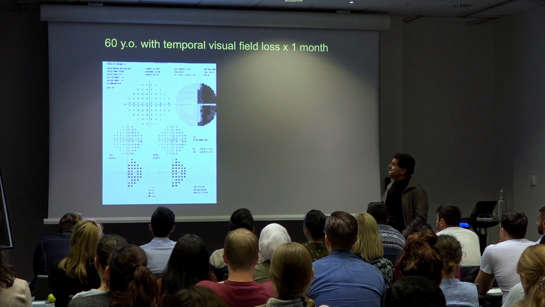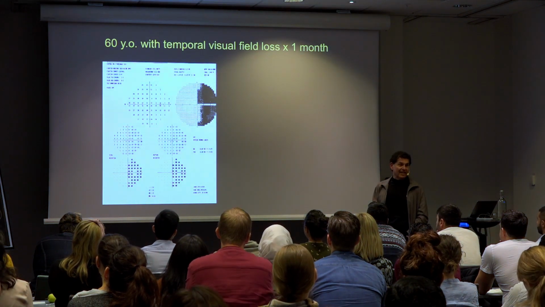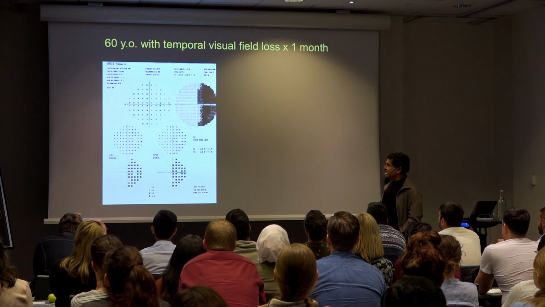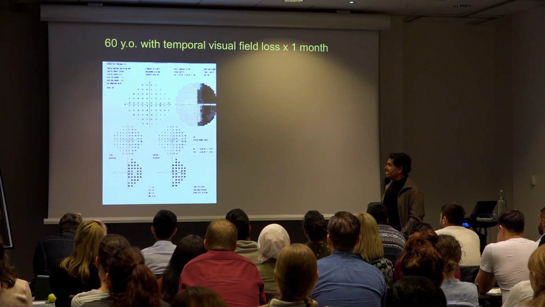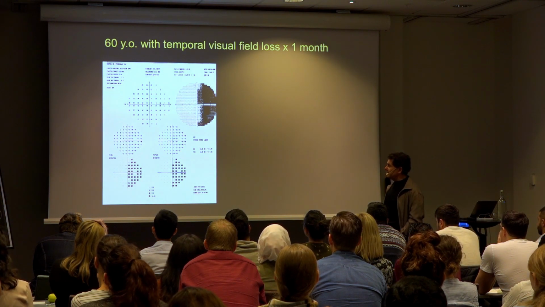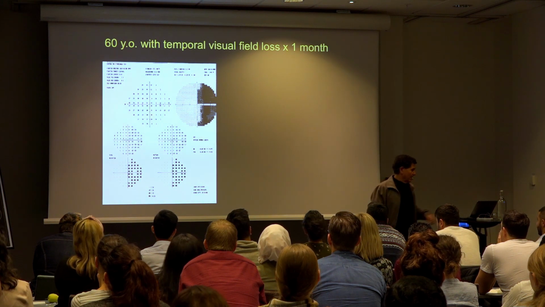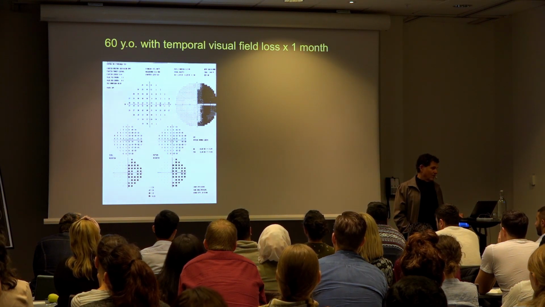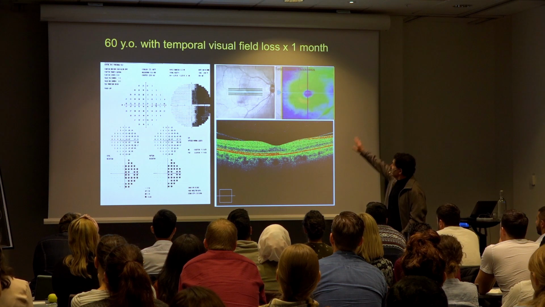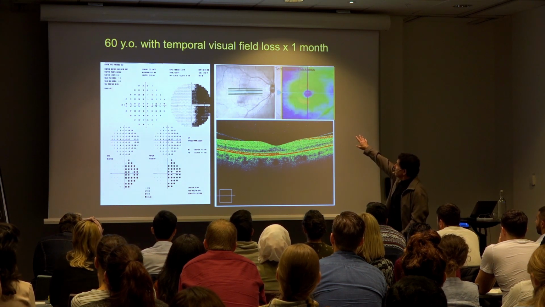In comes a 60-year-old. Now there's no mistaking it. There's temporal field loss, at least in this eye. And anybody can see that, right? So now it's your next test. Was it only one eye? Well, it was mainly only one eye. So let's look at the OCT of that eye. Let's look at the ganglion cell layer thickness.